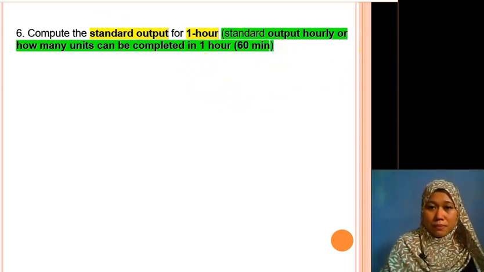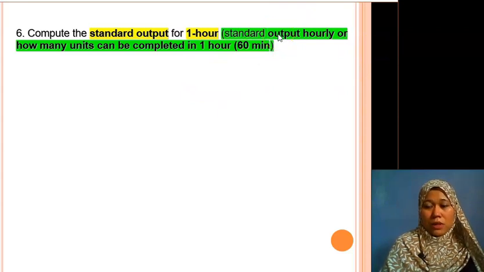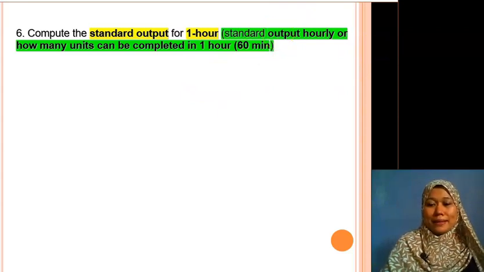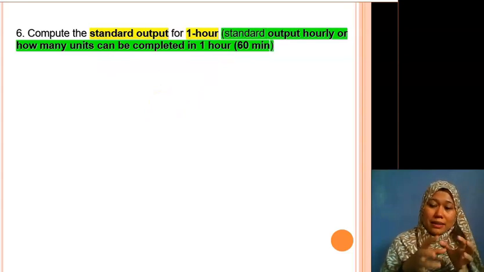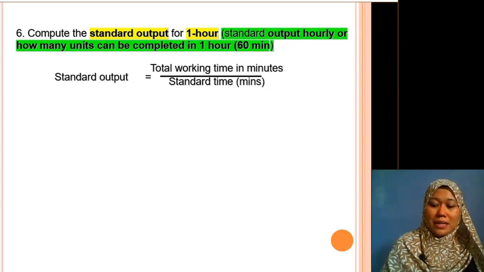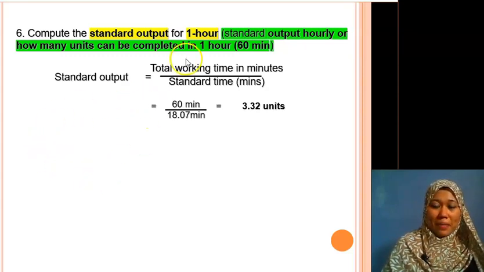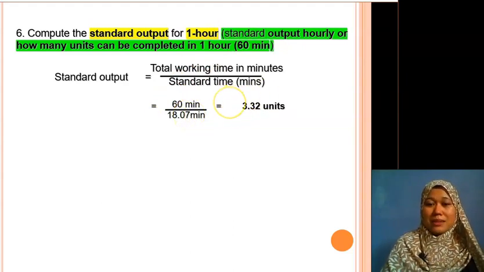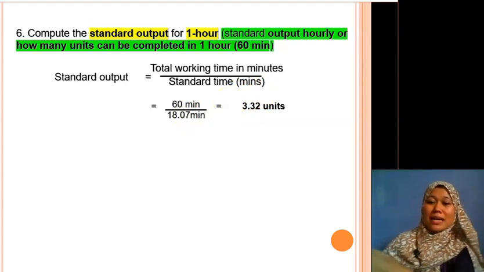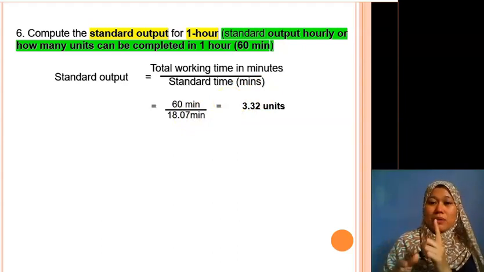Okay, so for the process just now, they want to know how many cycles have been completed. So 1 hour is 60 minutes. We know that the standard time of completing one cycle is 18.07 minutes. So within 1 hour, how many cycles do we complete? 60 minutes, because we want 1 hour, divided by 18.07, the standard minute that we calculated before. So we have 3.32 units, or 3.32 cycles, completed within 1 hour.